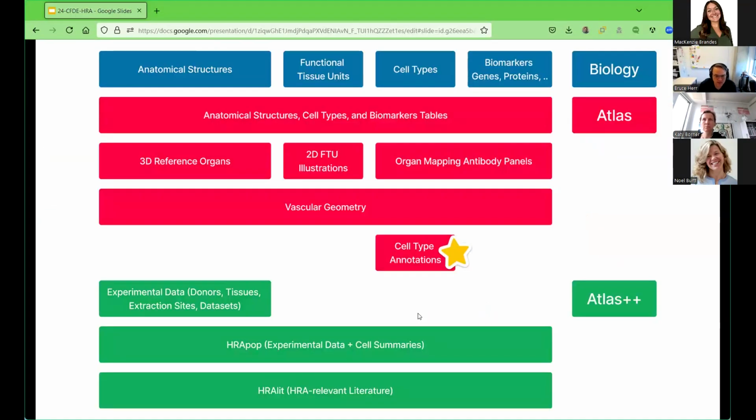And then on top of the core, we have some new things come through. So experimental data, like being able to take your data and map it onto the HRA. HRA POP can then dive into your data and annotate those cells with these cell summaries, and do some other interesting things. And HRA Lit also builds on top of the atlas, providing literature primarily from PubMed, but may expand over time, literature associated with or useful for the atlas.